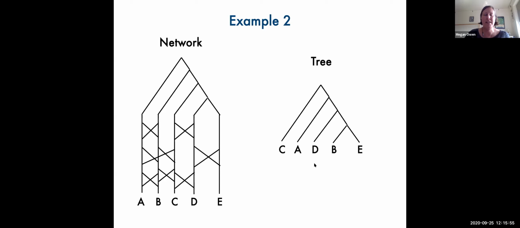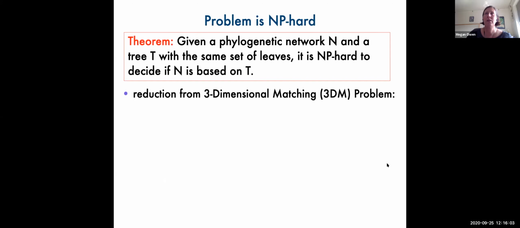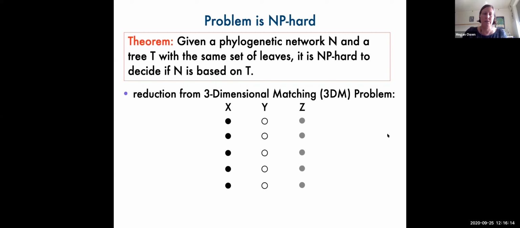Okay, and once you realize that this might be possible and is a valid instance, you start to think that maybe it's NP-hard, which is the case. So the reduction is from 3-dimensional matching, which I'll just remind you what that is. 3-dimensional matching is we have 3 different sets, all of the same size. So a set of X elements, Y elements, and Z elements. And then we also have these sets that have exactly one X, one Y, and one Z element in them.